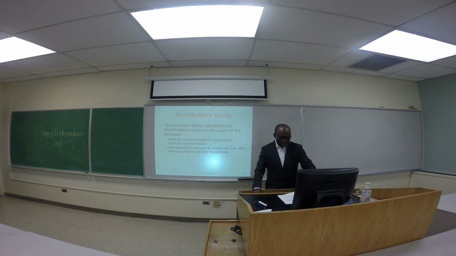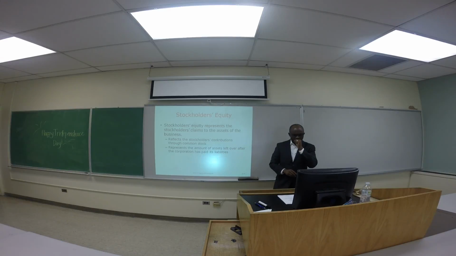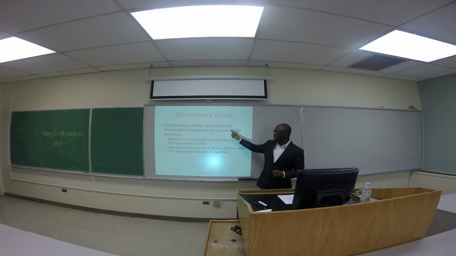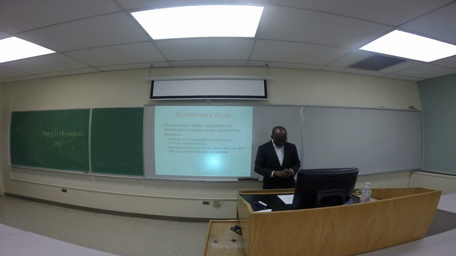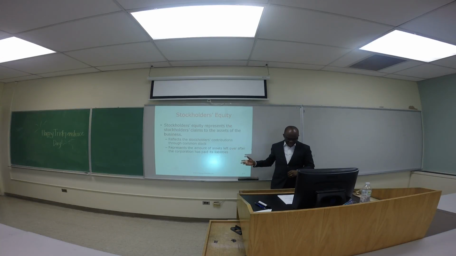Now, the stockholders' equity, which is the third section of the balance sheet, has two components. We have contributed capital, and we have retained earnings. Here we say that it represents the stockholders' claim to the assets of the business. So stockholders' equity is whatever is left after the corporation has paid its liabilities.